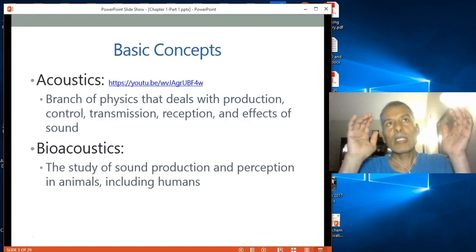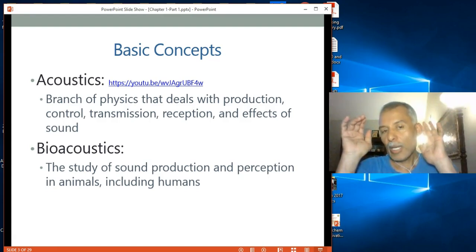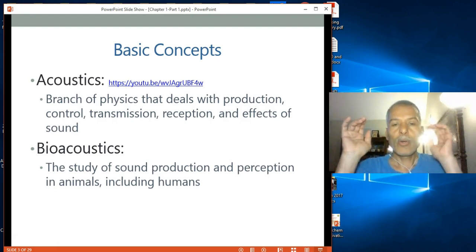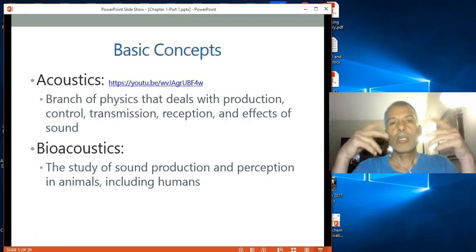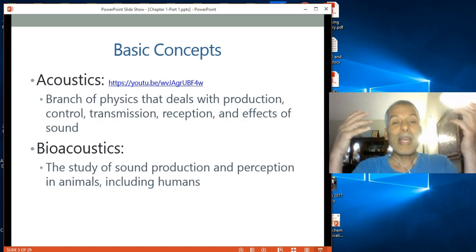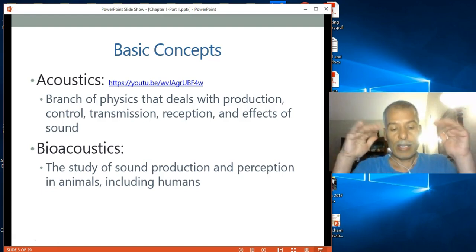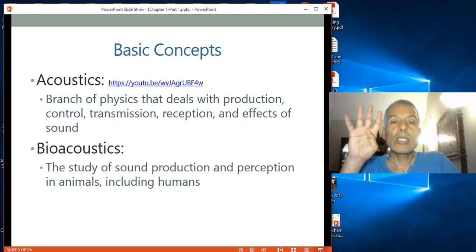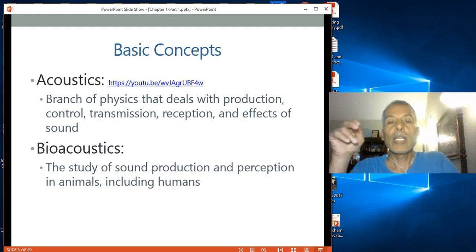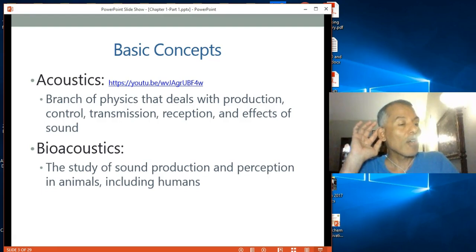Reception means getting the sound and making sense of it. So hearing it first, and then it reaches the brain, and then we figure out what that sound means, what the message that is encoded in that sound means. For example, animals make different sounds, and each sound has a meaning. So again, the four components that we've spoken about: production, control, transmission, and then reception. And the effects of that sound on the receiver, obviously.